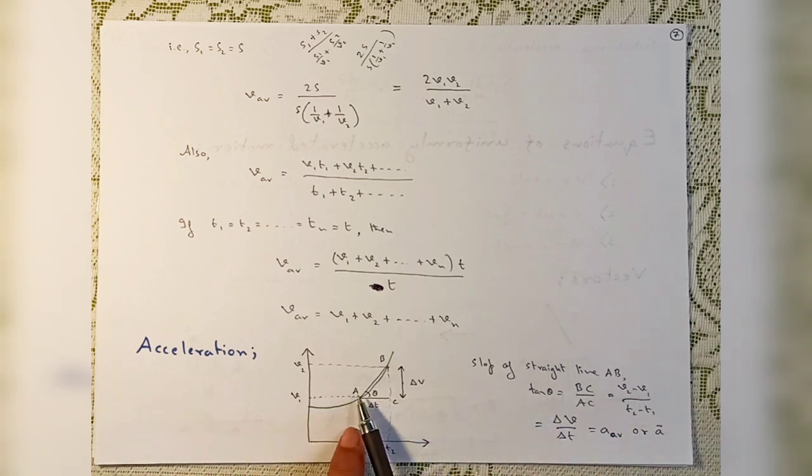The slope of line AB from this graph is going to give us what? The average acceleration, where this angle theta is BC divided by AC, which is V2 minus V1 divided by T2 minus T1, that is, delta V divided by delta T, equal to the average acceleration. As I told you, average acceleration is also denoted by a straight line over the given quantity.